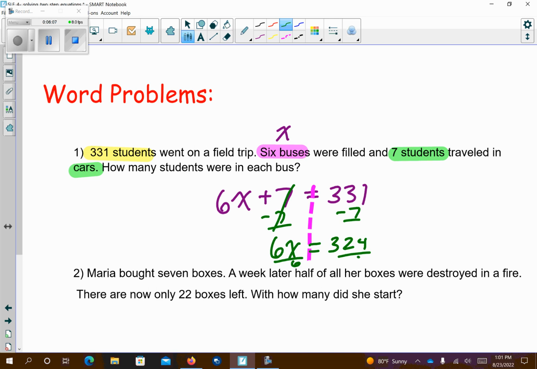Divide both sides by 6. So x is equal to 324 divided by 6. If you do that on a calculator, you're going to get, what is that, 54. So 54 students are on each bus, and then 7 students are in cars because there were 6 buses. So if you go 6 times 54 plus the 7 in cars, you get the 331.